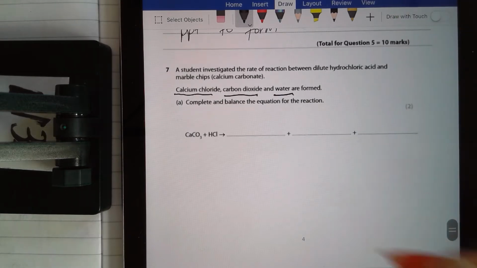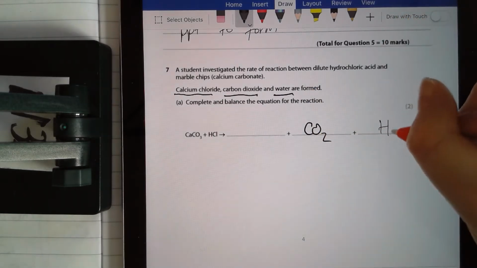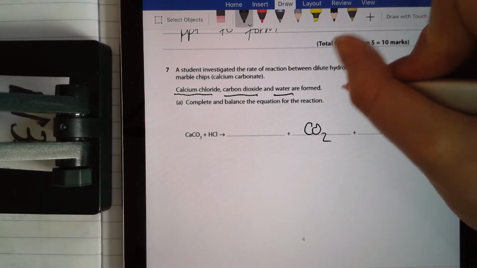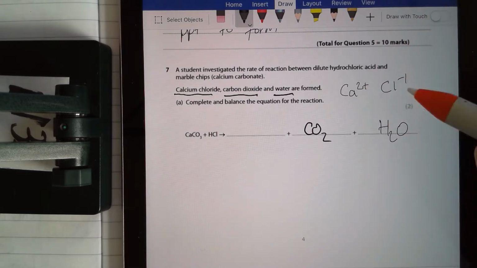For the reaction, so the easy bit, I'm going to fill in the carbon dioxide, CO2, and the water, H2O. You also need to do calcium chloride. Calcium is in group 2, so it's going to have a 2+ charge. Chlorine is going to be in group 7. It's going to have a -1 charge. These charges need to balance.